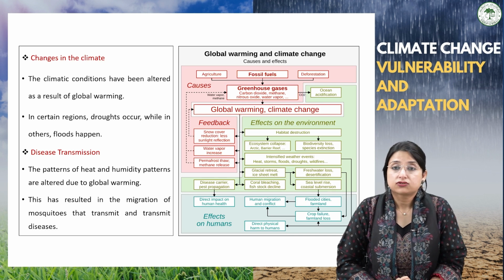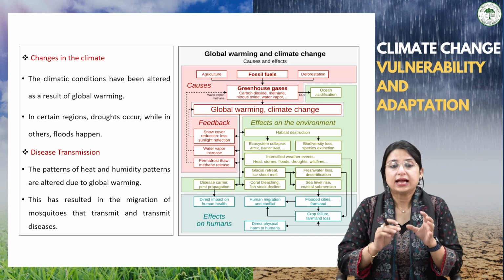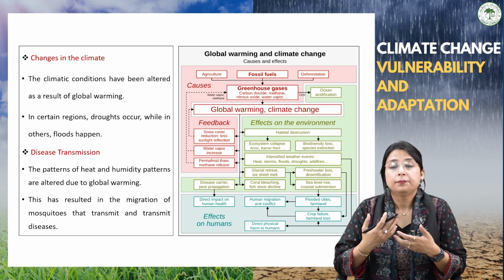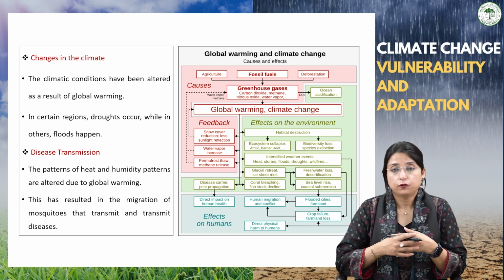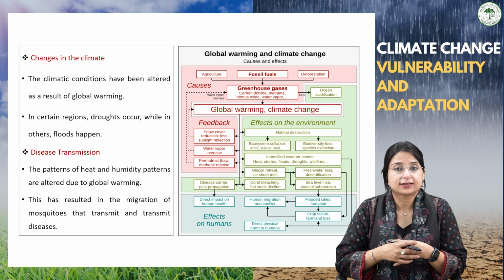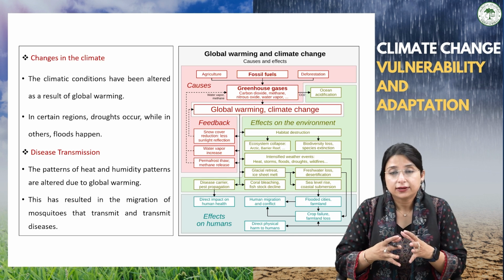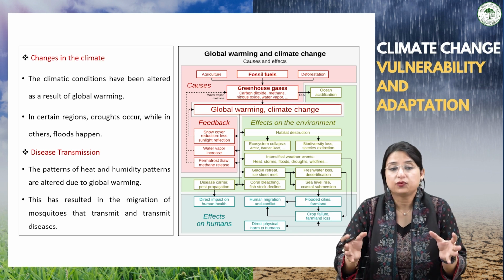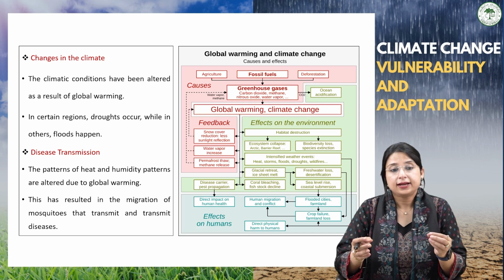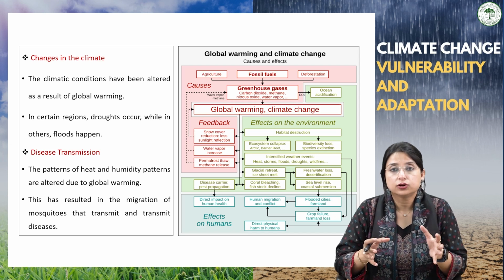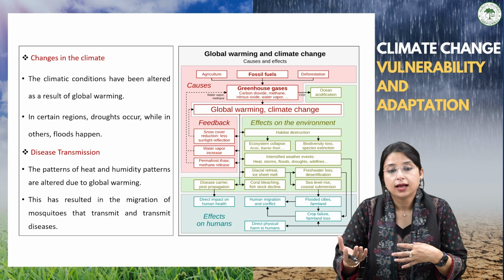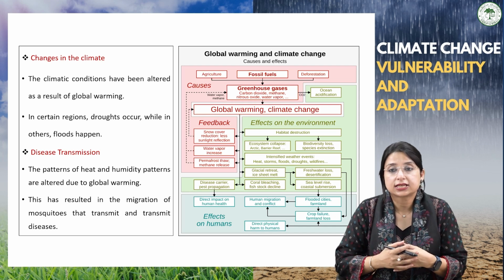Even an increase in disease transmission has been observed, because we know the heat and humidity patterns are being altered by global warming. Mainly vector-borne diseases: vectors survive in hot and humid climatic conditions, and when heat and humidity patterns are changing, it leads to the expansion of the vector-borne area, and many times it has resulted in the migration of mosquitoes to newer areas, and thus transmission of diseases takes place.